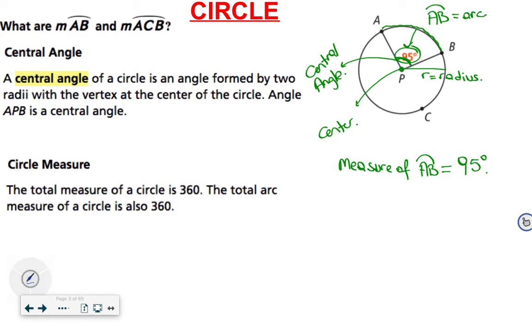One more thing. What is the circle measure? Which means that the measure of the whole circle, the total measure of one circle, is 360. So you can also find the total arc measure of the circle is also 360 as well.